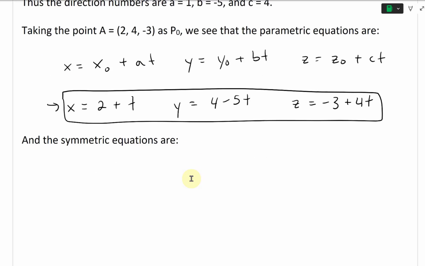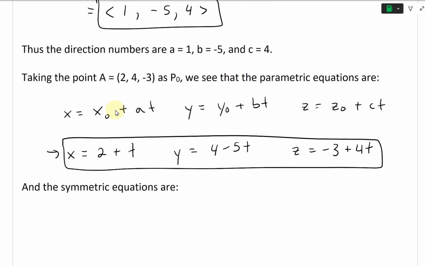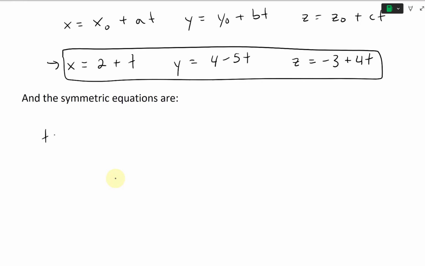Now the symmetric equations are just when we set t equal to each other. We move this over, x minus x naught over a, then divide this out, and do that for all of them. Essentially we get the same setup here. So t is equal to x minus x naught over a, and this equals the same thing for y, y minus y naught over b, which equals z minus z naught over c.